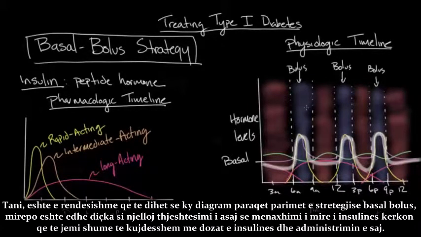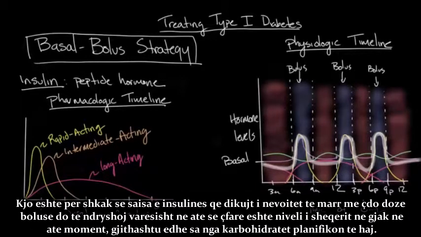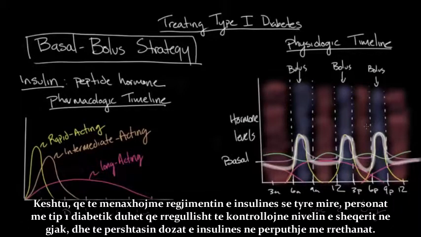Now, it's important to note that this graph demonstrates the principle of the basal bolus strategy, but it is somewhat of an oversimplification, and that proper insulin management requires one to be very diligent with their insulin dosing and administration. This is especially important in regards to the bolus doses here. And this is because the amount of insulin that someone is going to need to take with each bolus dose will vary depending on what their blood sugar is at that time, as well as on how many carbohydrates they're planning on eating. So in order to properly manage their insulin regimen, individuals with type 1 diabetes must regularly check their blood sugar levels and adjust their insulin dosing accordingly.